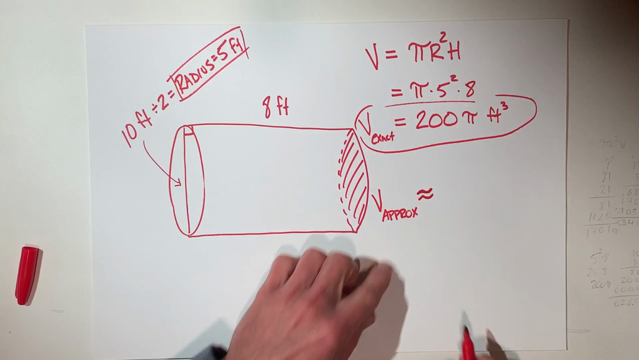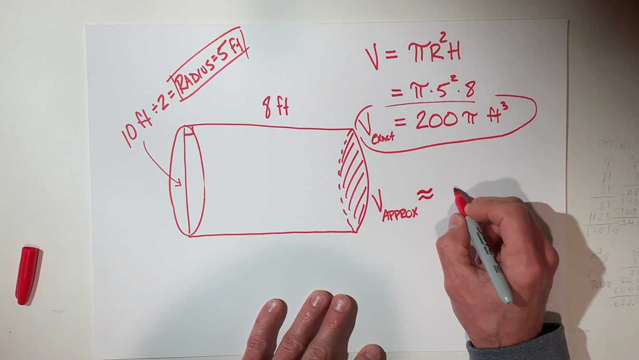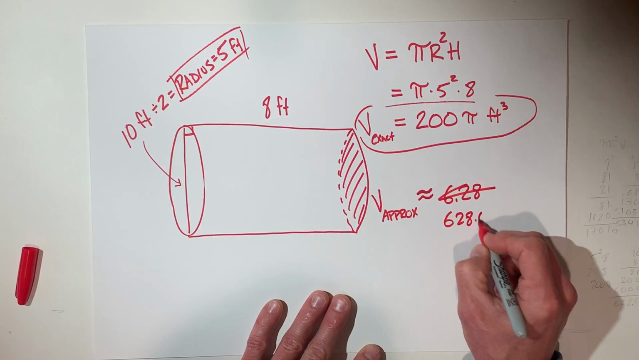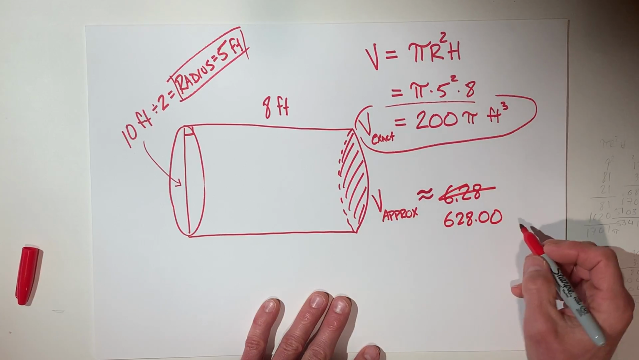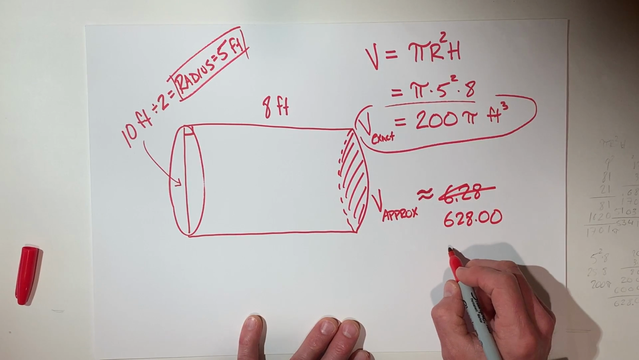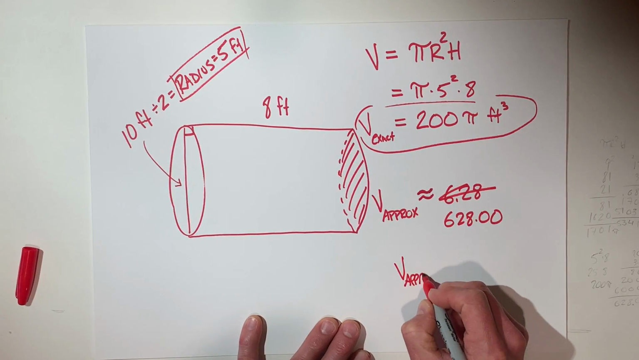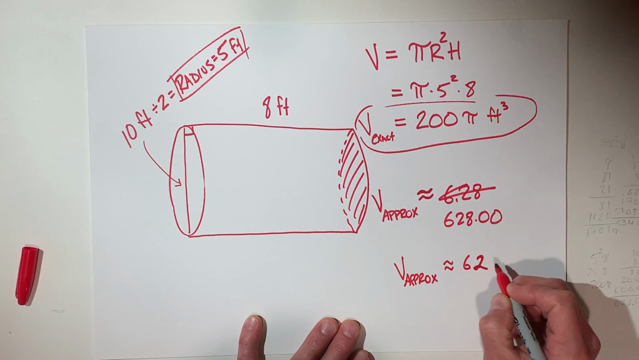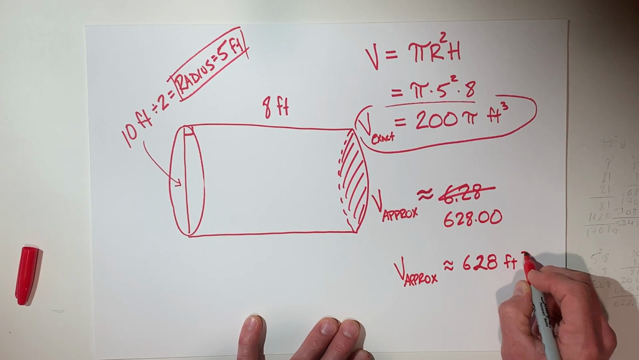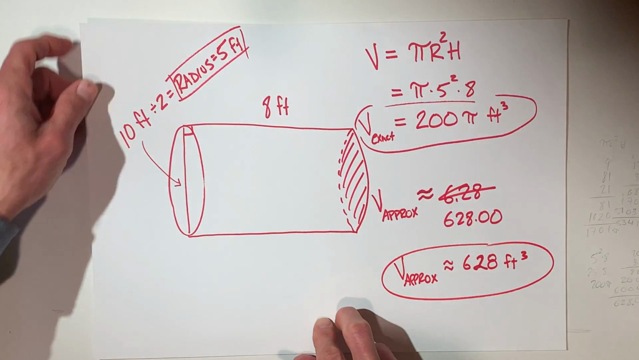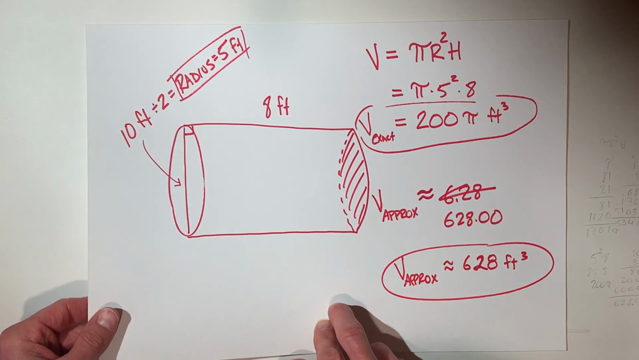Now I did 200 times 3.14. Once again, I did that off screen, and I got 628.00. I don't need the 0.00, but it is still approximate because I used that 3.14. So I'm going to say V approx is approximately 628 feet cubed. So if you watched the second example, hopefully you're good on cylinders. We're about to switch colors and move over to cones because this video is a little longer than the one before it.